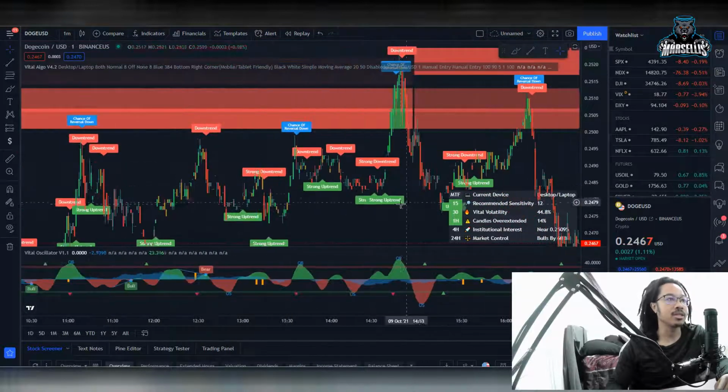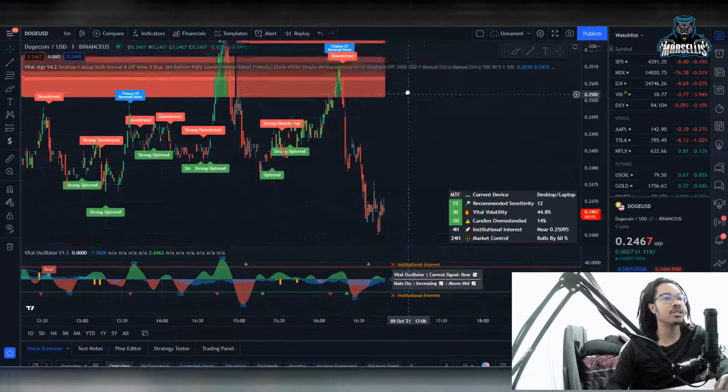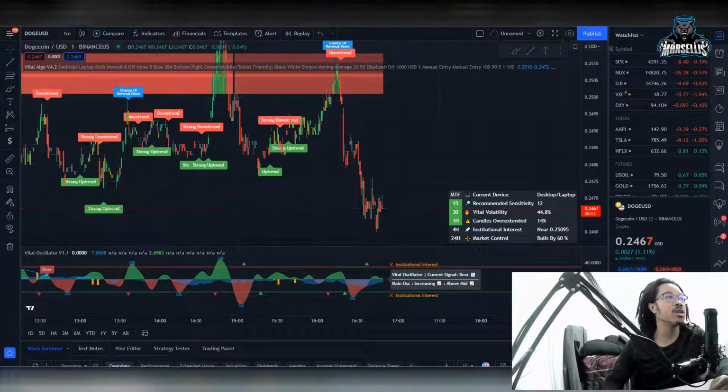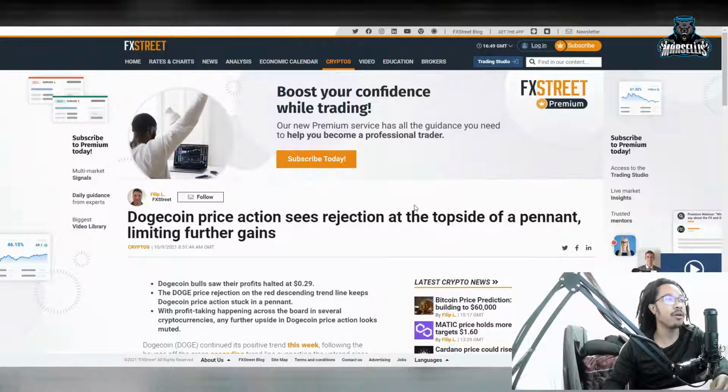But this is definitely a good little technical analysis here. I'm going to show you all the technical analysis from some other people's points of view and let you know exactly what they think. So here with TradingView, or not TradingView, but FX Street. Yeah, FX Street. Dogecoin price action sees a rejection at the top side of a pennant.